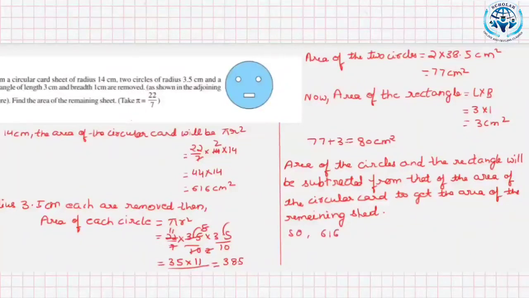616 minus 80 is equal to 536 centimeter square.